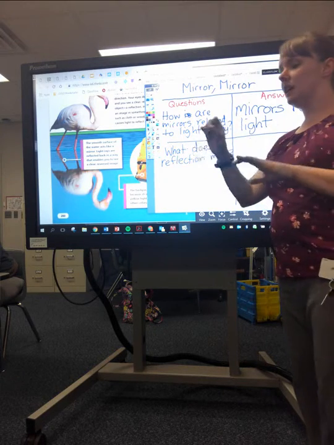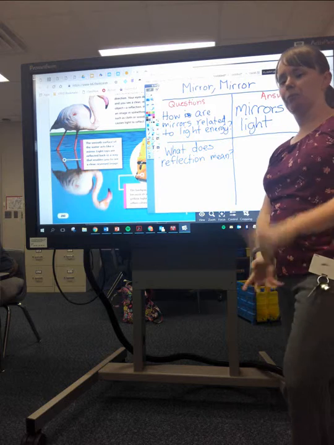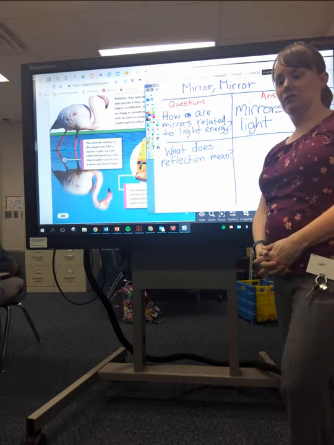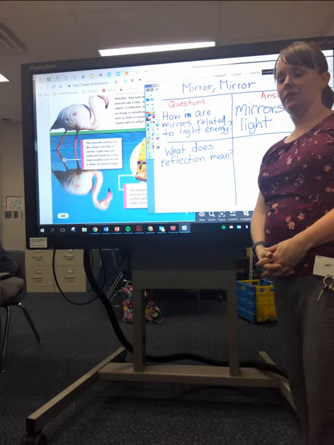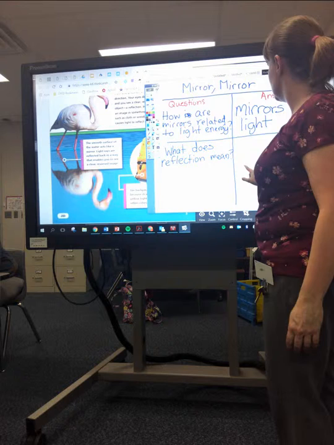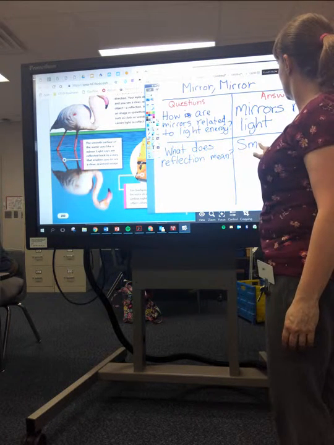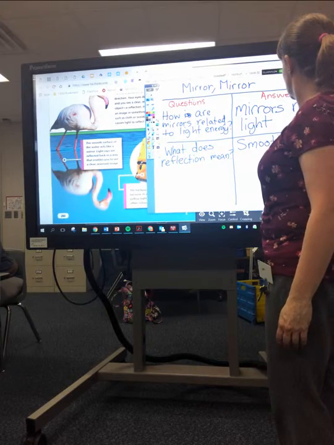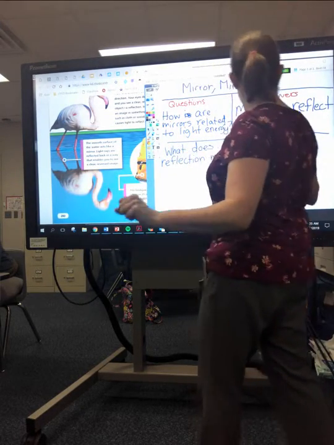Okay. What does reflection mean? It means if you have a smooth surface, then you have a reflection. But if you have a rough surface, it does not reflect altogether, or it doesn't bounce altogether. Yes.